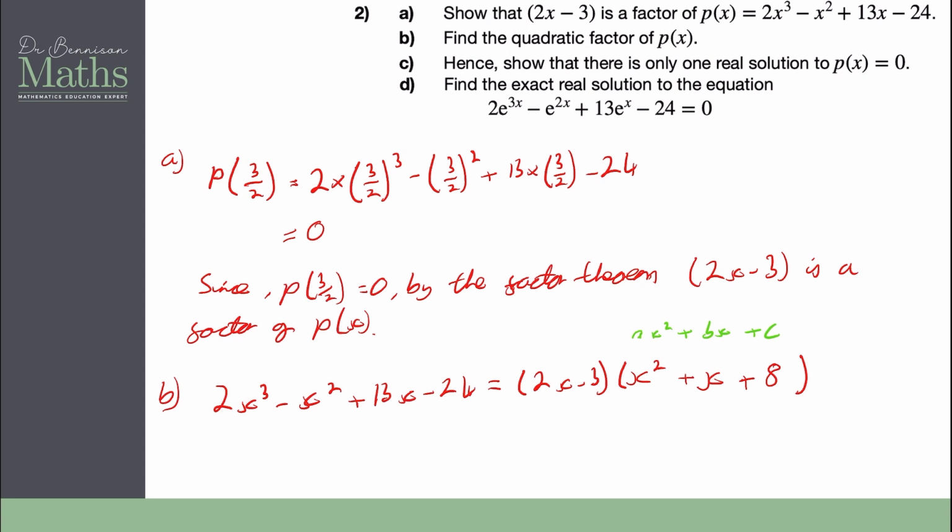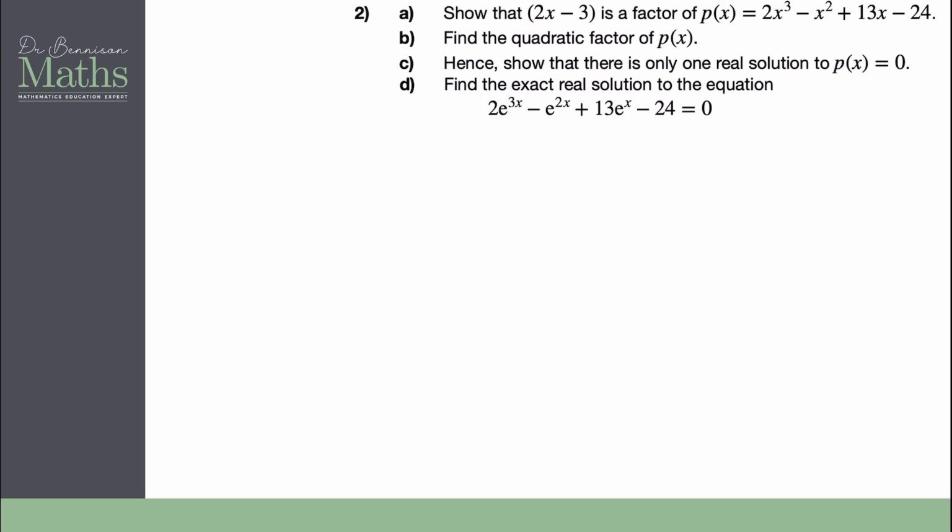Okay, for part C, if there's only one real solution, then that quadratic x squared plus x plus 8 must have no real roots. So we're going to consider the quadratic, let's call that q of x, equals x squared plus x plus 8.